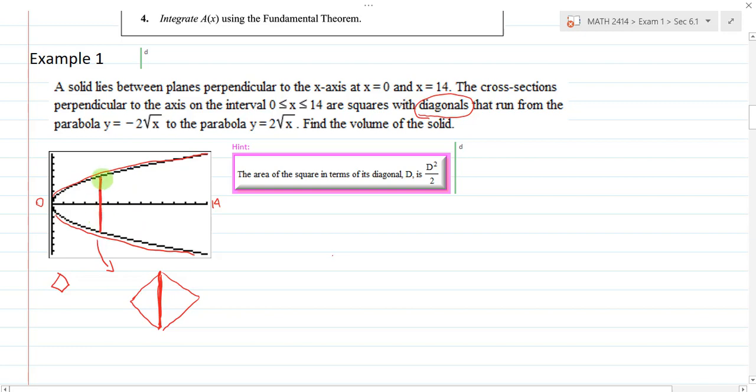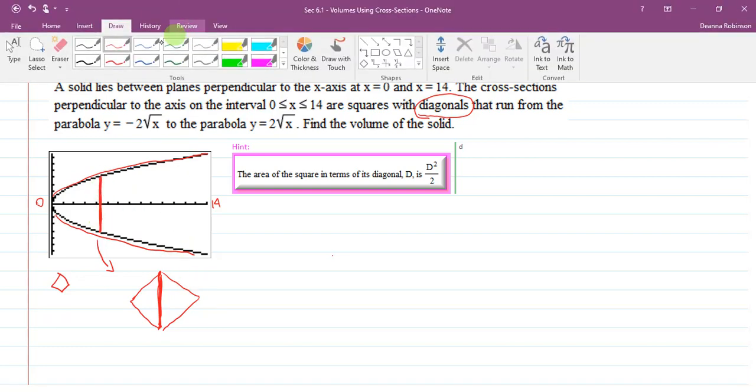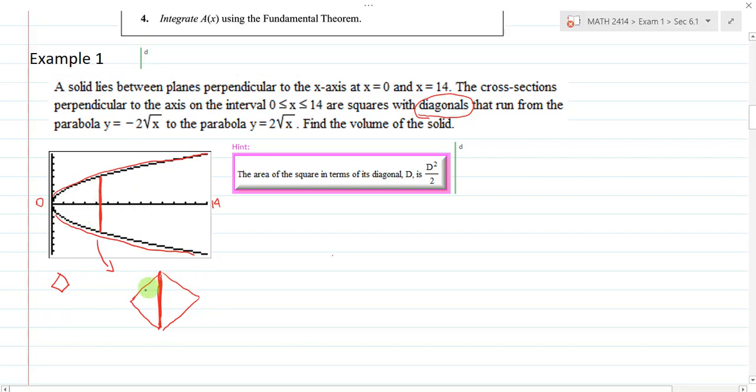So each one of these surface areas is going to be represented by this shape right here. This shaded region right here would be the surface area of the cross section. And the area of that cross section in terms of x here is going to be equal to this top function right here minus the bottom function.